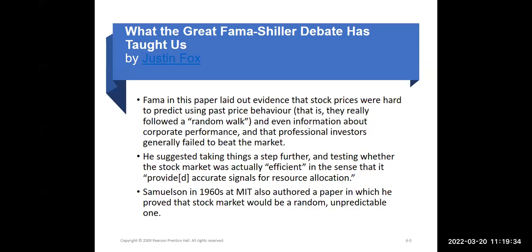So what basically Fama said in this paper is that past price behavior really followed a random walk, and even with information about corporate financial performance, professional investors generally fail to beat the market. You cannot predict the market. You cannot make extra profits in the market because you cannot predict what is going to happen in the market. There is no possibility of predicting what is going to happen.